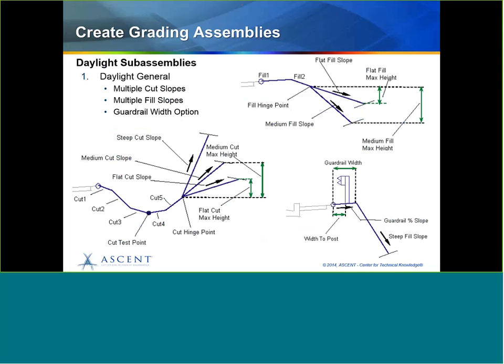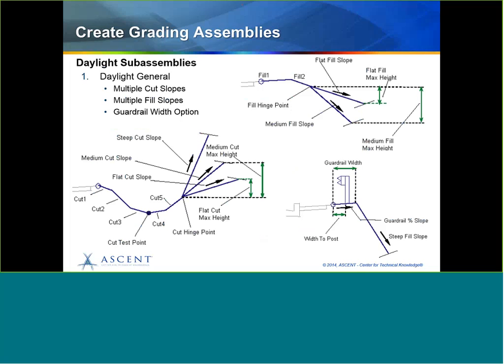Now the next one that I'll talk about is a daylight subassembly. So the first one is our daylight general. I'm sure that you guys have probably used this one before if you've done any kind of road design. The parameters on it can include up to 8 different cut slopes. Each of those cut slopes can be assigned their own material. So one could have riprap and another could have, let's say, grass if you want it.